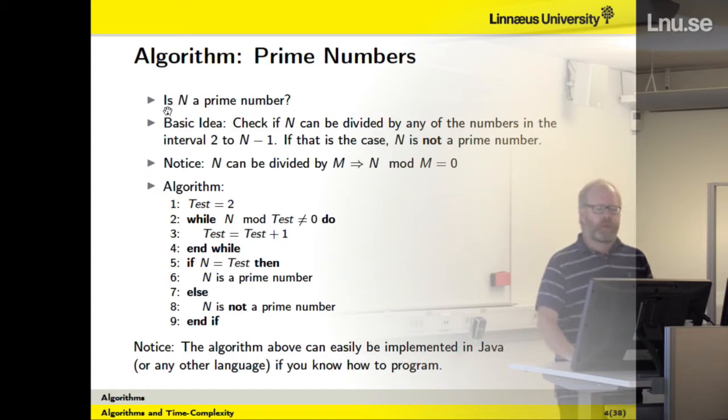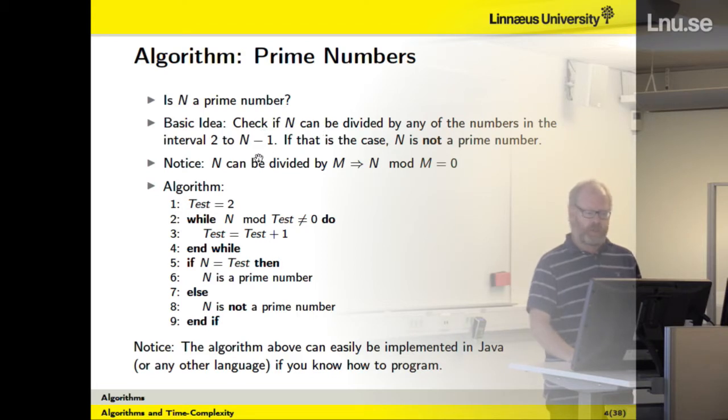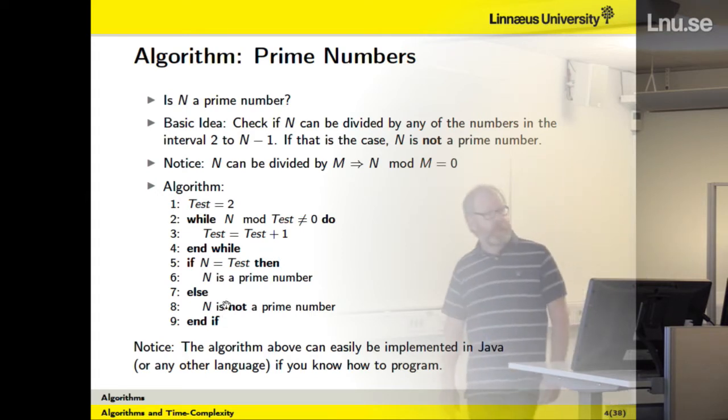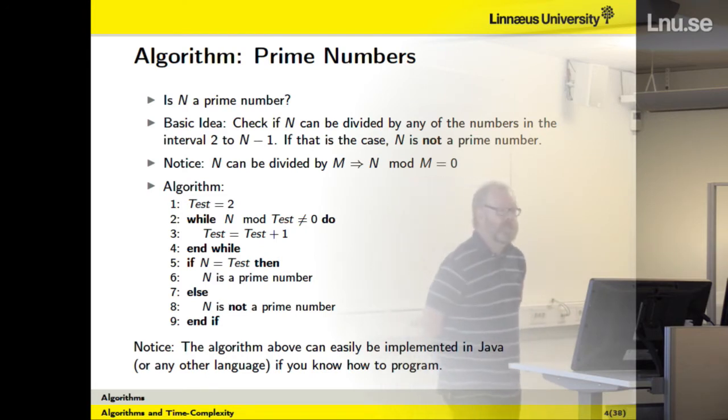Another algorithm, we are asking ourselves, is n a prime number? My basic idea is to check if n can be divided by any of the numbers in the interval 2 to n minus 1. If that is the case, it is not a prime number. So here is my algorithm. Test equals 2. As long as n modulus test is not equal to 0, we are updating this one. It runs from 2 up to n, actually. And then we are checking if it reaches n, then it is a prime number. We have not found anything that can divide in 2 to n minus 1. If it is not n, then it's not a prime number. Then we have found a number test that can actually divide this one. Does it make sense?